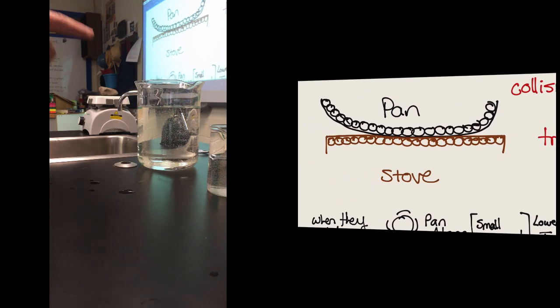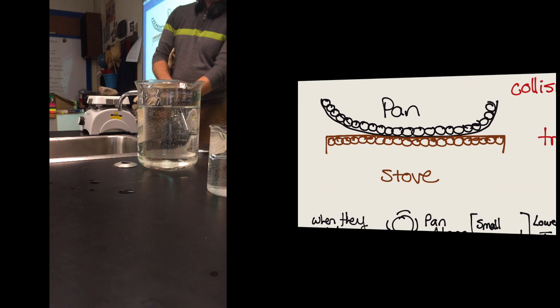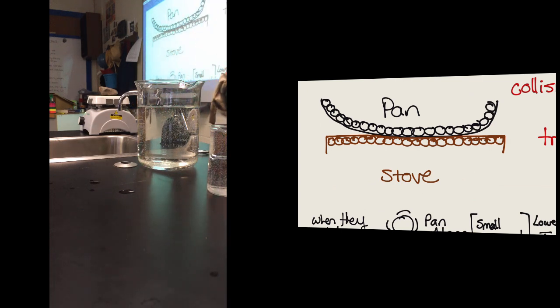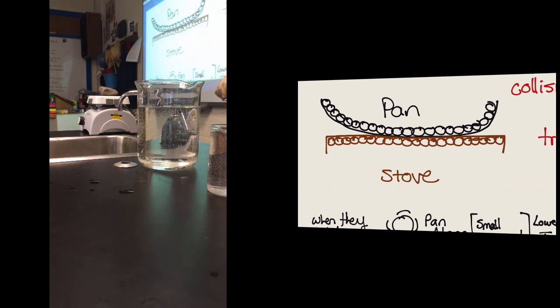I want you to take a look over here at this big beaker of water. What I've been doing is I've been heating this rock on a hot plate. Now, this is a metamorphic rock. What does that mean? Metamorphic rock is a rock that was developed deep inside the earth, and under lots of heat and pressure, it folded the rock into a very dense, hard substance. Not all rocks are this way.